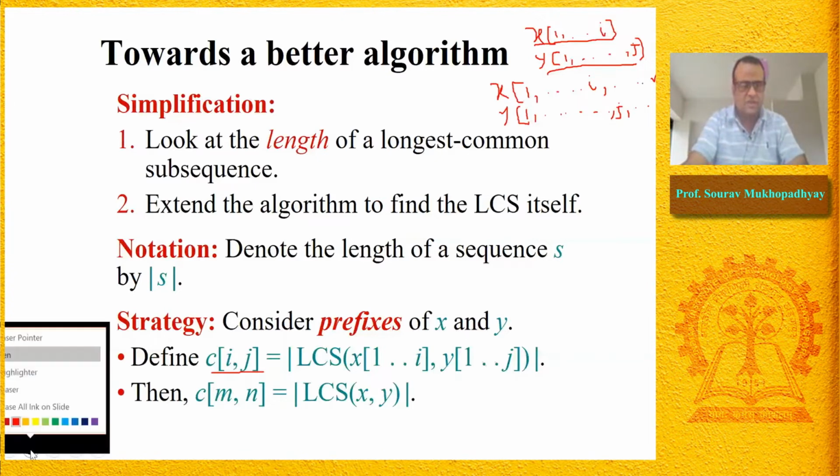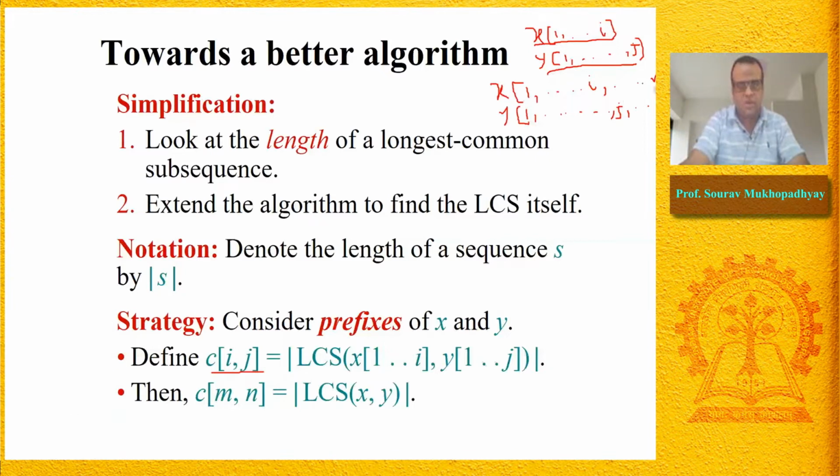Is this notation clear? So we just take a subsequence here, x up to i, instead of up to m. If i is m, then it will give us the full sequence of x. If j is n, it will give us the full sequence of y. So we are just considering some prefixes of x and y.